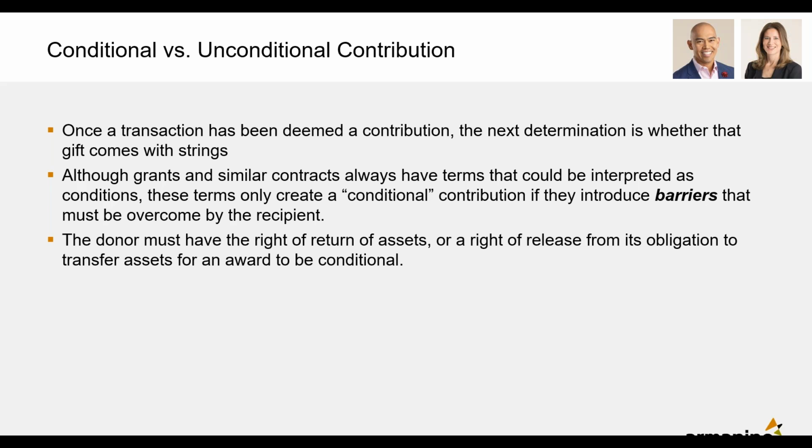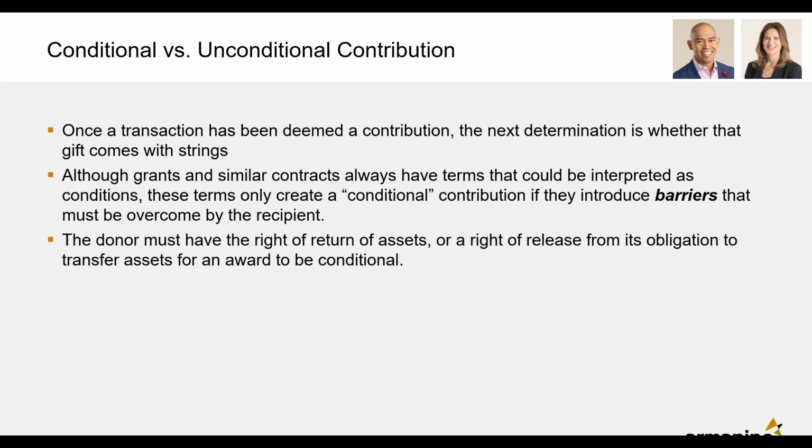So in addition to the barrier, the donor, so we'll just focus on this example, the donor must have a right of return of assets or a right of release from its obligation for performance, so the transfer of assets, for the award to be conditional. So the barrier has to exist, that's the indicator. And then they either have to have right of return or right of release.